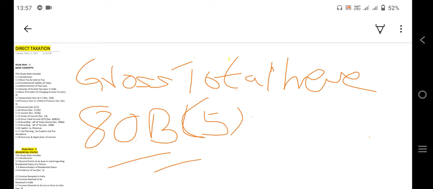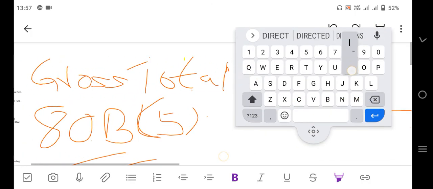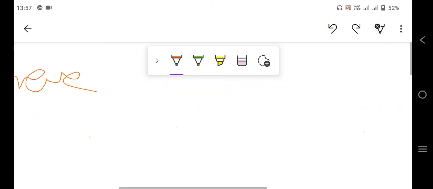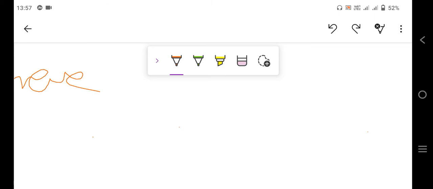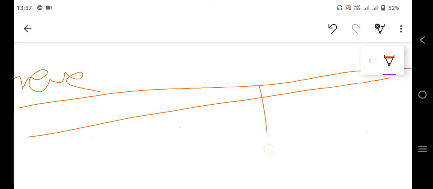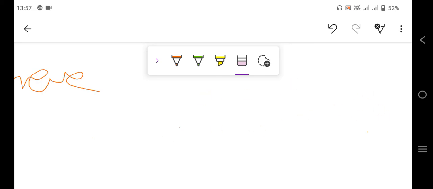So what are the five heads? We already discussed them: salary and the rest. Computation of total income for the assessment year, you can see the pro forma, I will briefly draw it. Sorry, excuse me for this.